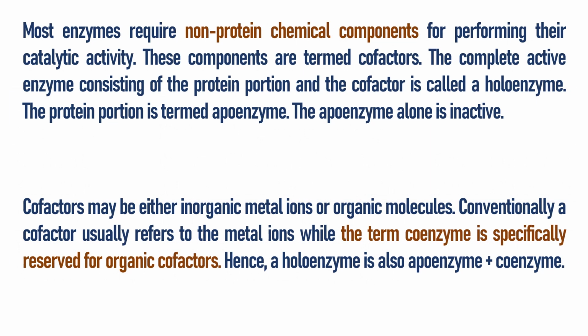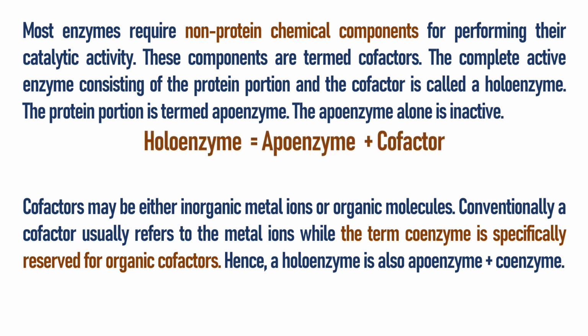Most enzymes require non-protein chemical components for performing their catalytic activity. These components are termed cofactors. The complete active enzyme consisting of the protein portion and the cofactor is called a holoenzyme. The protein portion is termed an apoenzyme. The apoenzyme alone is inactive. Cofactors may be either inorganic metal ions or organic molecules. Conventionally, a cofactor usually refers to the metal ions, while the term coenzyme is specifically reserved for organic cofactors. Hence, a holoenzyme is also an apoenzyme plus coenzyme.